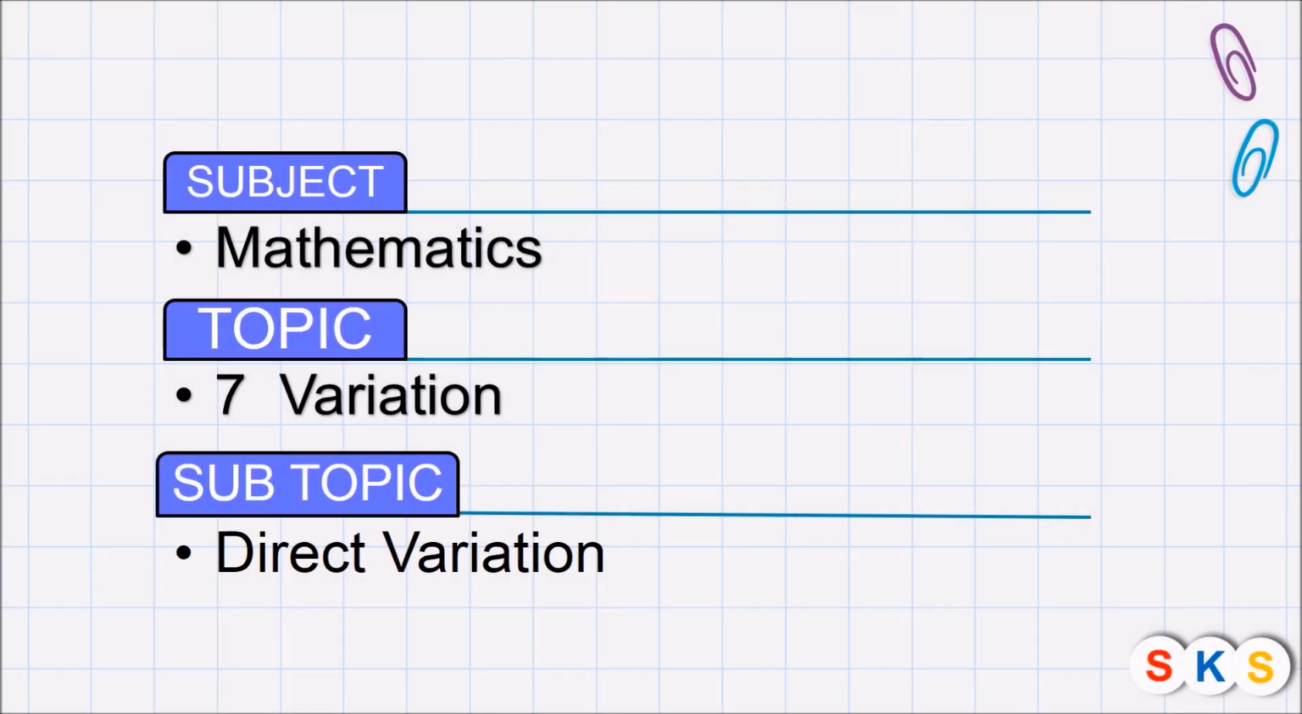Dear student, in this video we will learn chapter number 7, variation. In this video we are going to learn about direct variation.